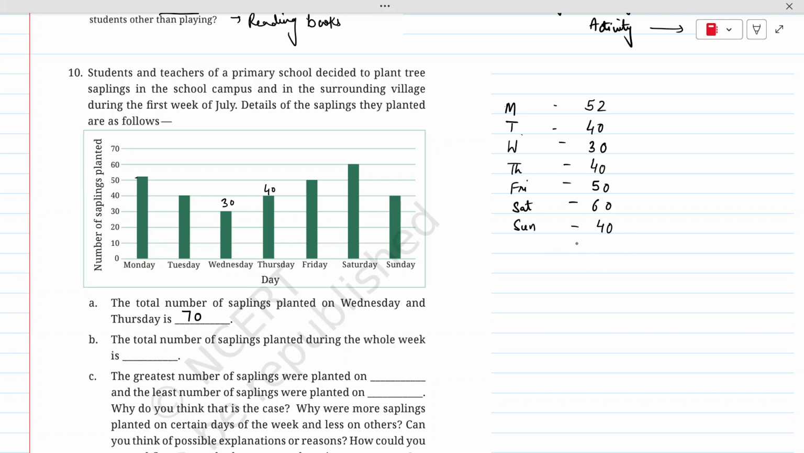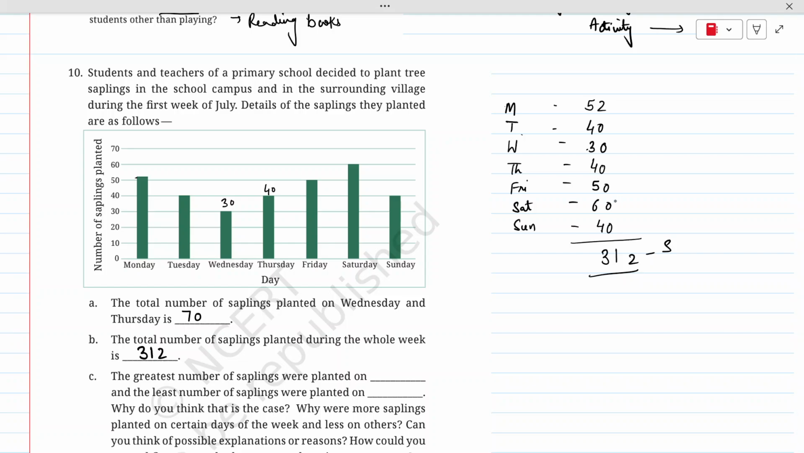We have to find the total number of saplings. So this will be 2, and then let's add 6 plus 4 is 10 plus 5 is 15 plus 4 is 19. 19 plus 3 is 22. 22 plus 4 is 26. 26 plus 5 is 31. So this is 312 saplings in the complete week. Now the greatest number of saplings were planted on which day?